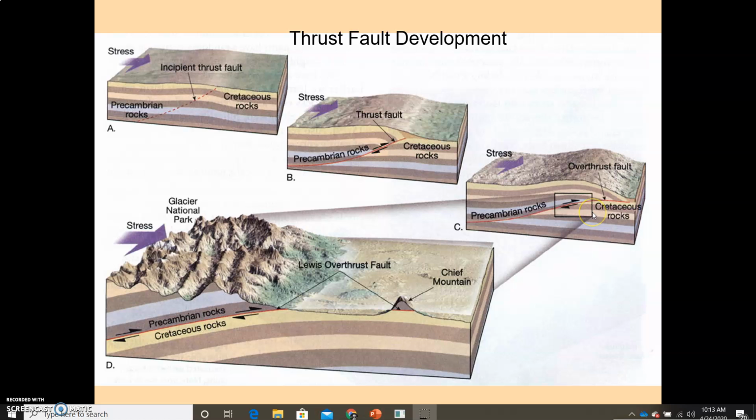Here it's showing you the later development at C. It's being thrust over here. And then at D, in the end, we have these Precambrian rocks that have been thrust over the Cretaceous rocks here at Glacier National Park.